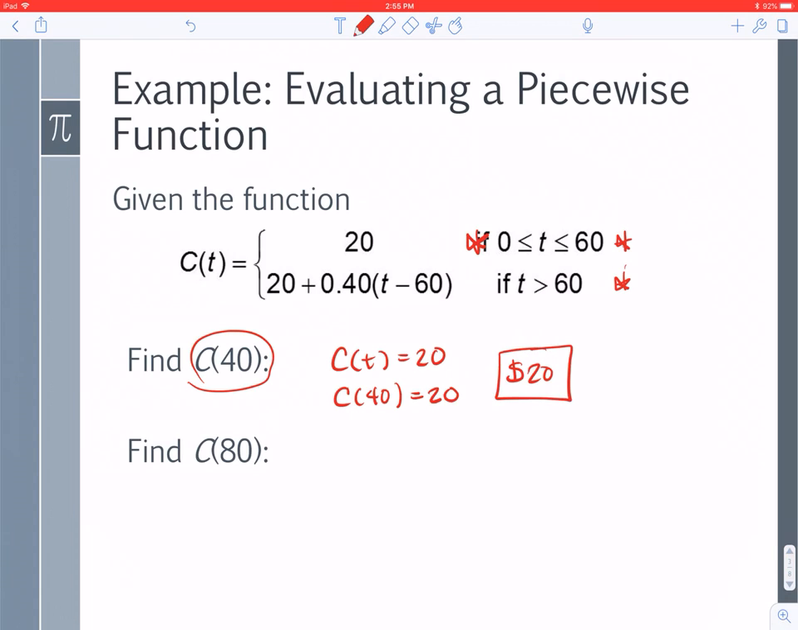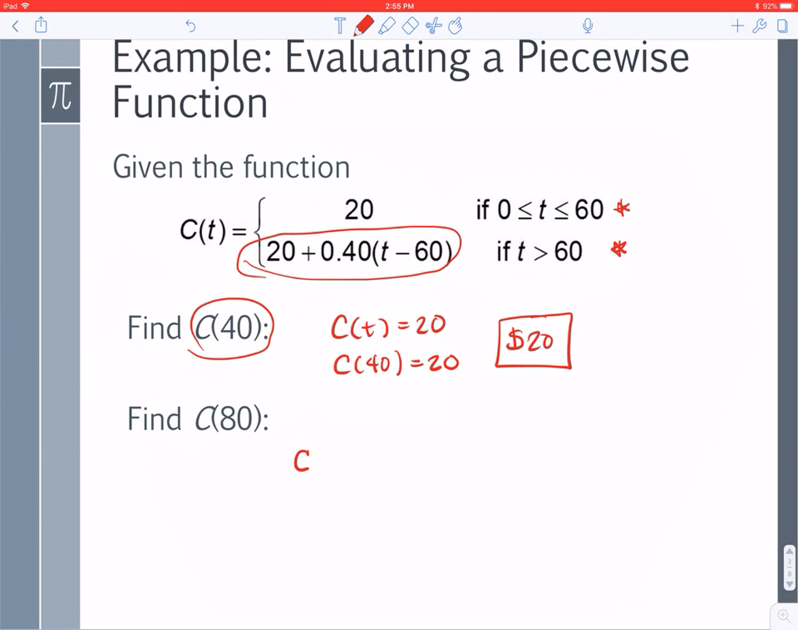Okay? What about C of 80? Well, again, I need to determine where that input 80 is located. Is 80 between 0 and 60? No. Is 80 greater than 60? Yes. So I need to use this equation to determine my output given my input is 80. So C of 80, I need to use this equation to determine what that is.